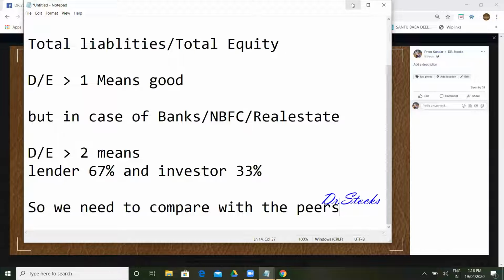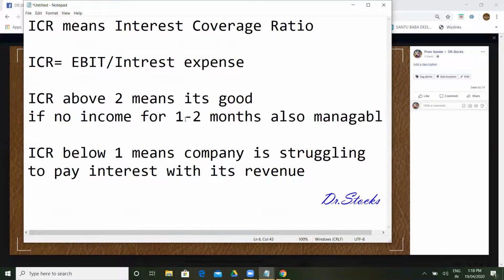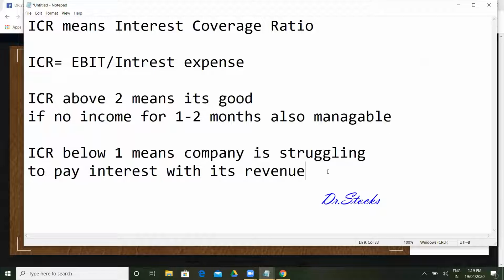Now moving to the next parameter which we have to consider when the ultimate Z score is below 2.99. The next parameter to consider is the interest coverage ratio. Interest coverage ratio is the ratio between EBIT and interest expense, that is, earnings before interest and tax to interest expense. An interest coverage ratio above 2 means it's good. It means that even if there is no income for 1 to 2 months, it is manageable. When the ICR is below 1, it means the company is struggling to pay interest with its revenue.